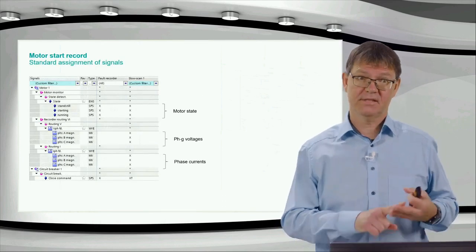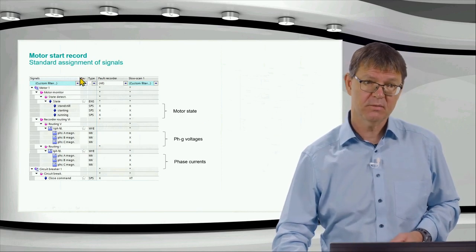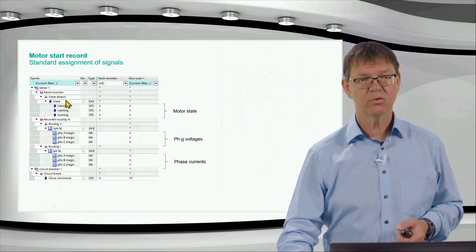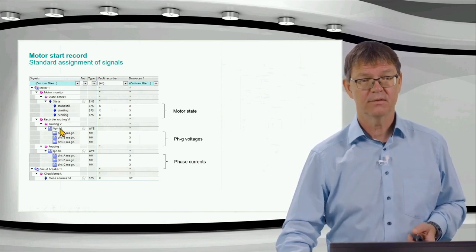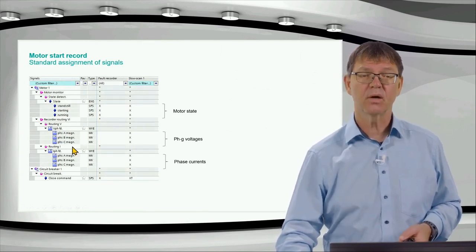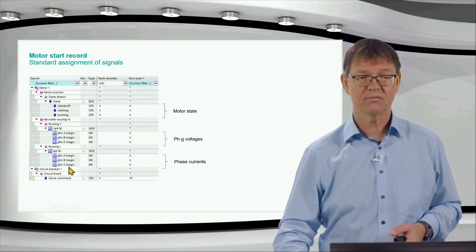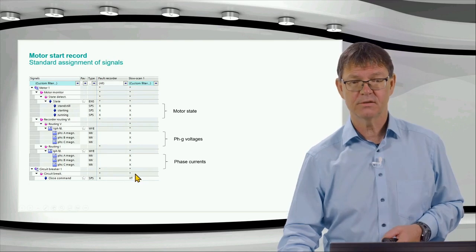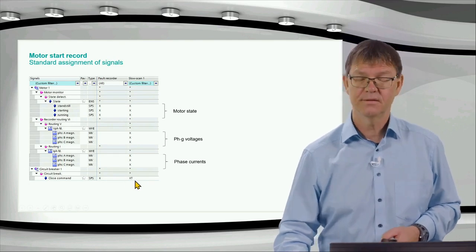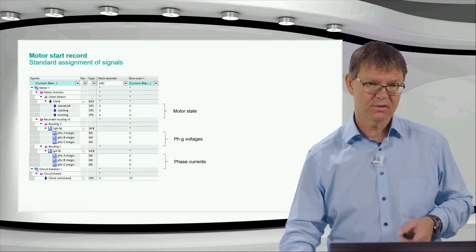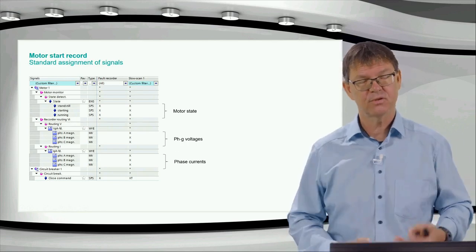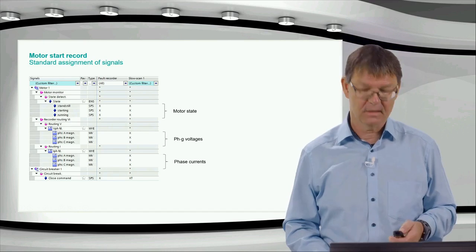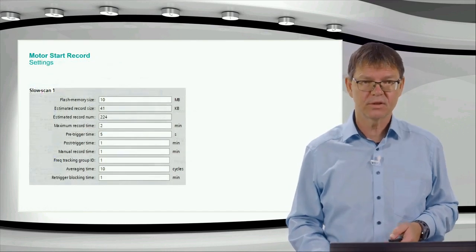Okay, what do we have assigned? This is a part of our assignment matrix, the information routing matrix. The state of the motor: standstill, starting, running; the phase-to-ground voltages, the phase currents, and also the close command of the circuit breaker. You see here an X and a T, the T is the trigger condition. This is our standard setting: if there is the close command, then we start this motor start record.